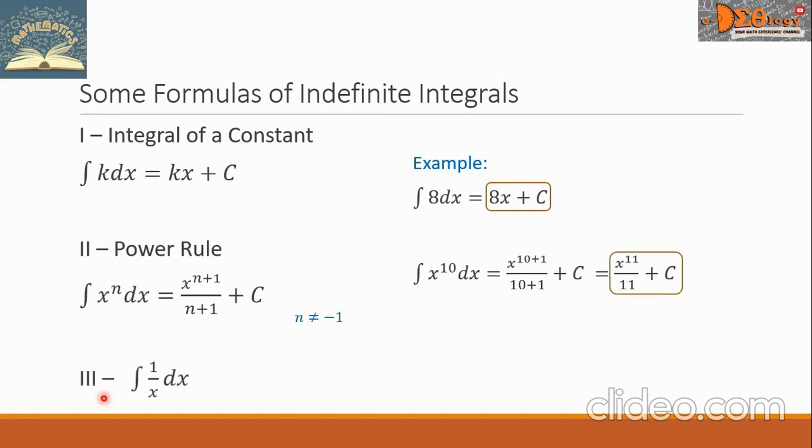Third formula, when we have the integral of 1 over x dx. This is now the expression when the value n is equal to negative 1. This is equal to the ln of the absolute value of x, then plus c.